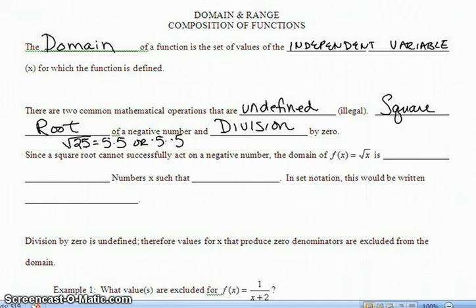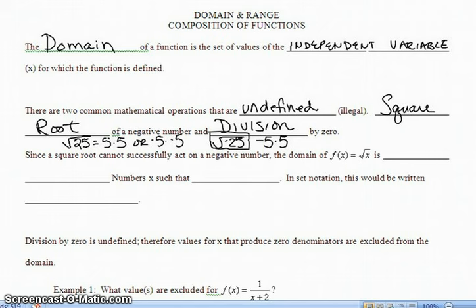If, however, we need to find the square root of negative 25, do I have a number multiplied by itself that will give me negative 25? Well, I know 5 times 5 will not give me a product of negative 25. And if I have a negative 5 times a positive 5, that doesn't work either. So I really can't use the square root on a negative number. It is undefined or illegal.